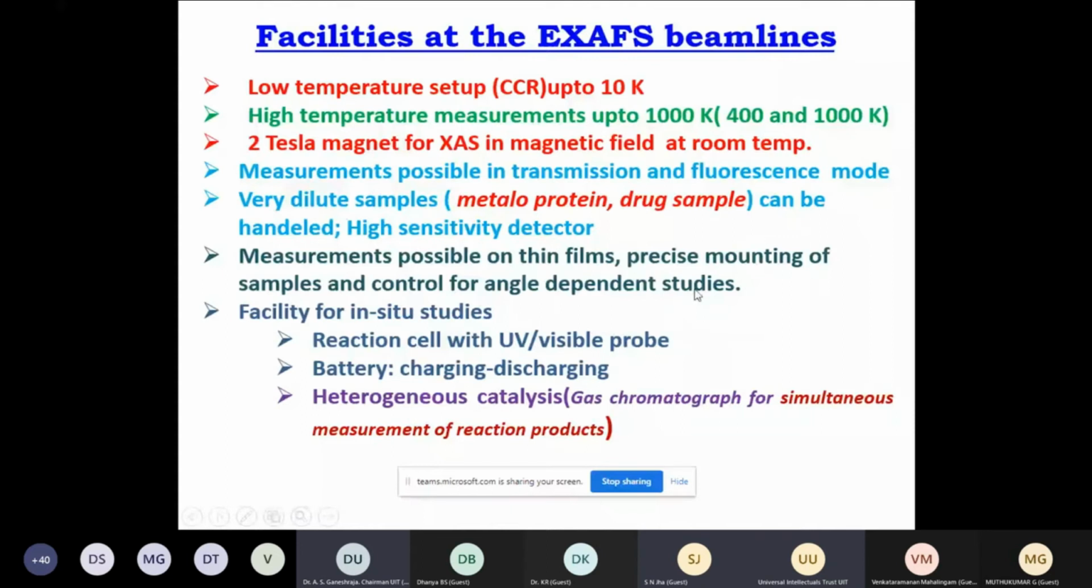Then we have set up a facility for in situ studies, with a reaction cell with a UV visible probe. Then a facility for battery charging discharging studies to correlate the performance with the structure. Then we have a facility for heterogeneous catalysis with a gas chromatograph for simultaneous measurement of reaction products.